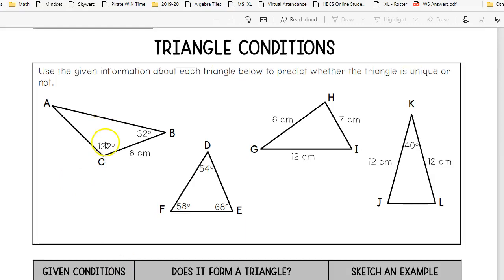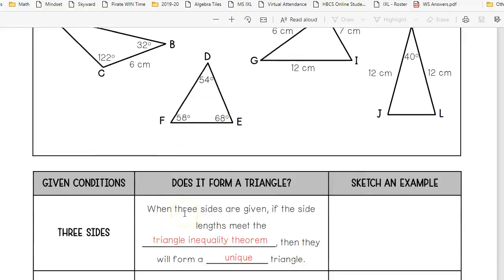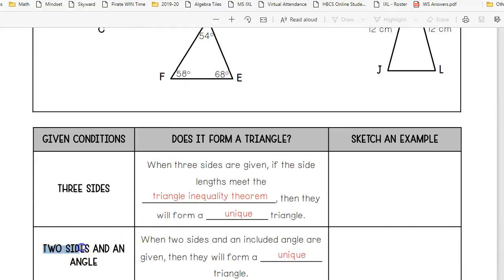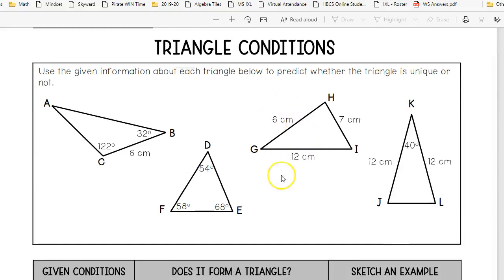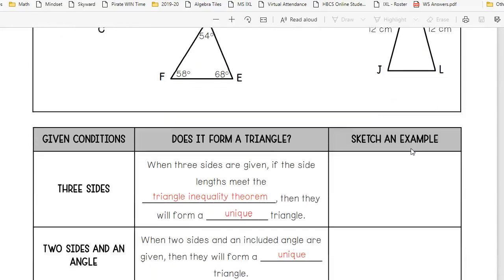So if I go up here, I have an angle, a side, and an angle. Nope, I'm looking for 2 sides, not 2 angles. 3 angles. I'm looking for 2 sides. 3 sides. 2 sides right here. So here we have 2 sides and then this included angle right here. And so if you are given 2 sides and an included angle, it will create a unique triangle.